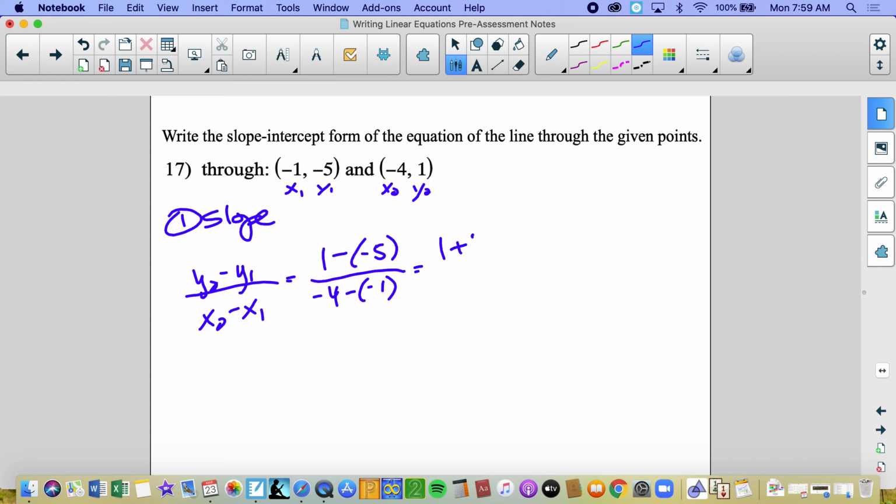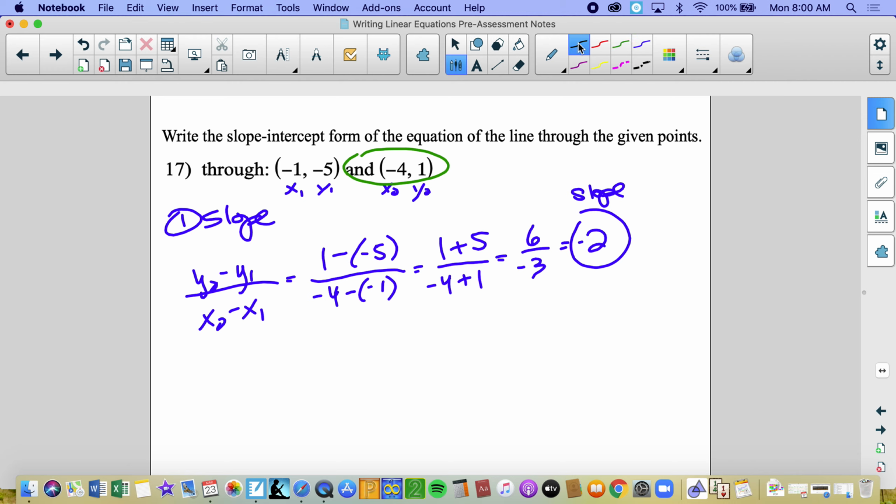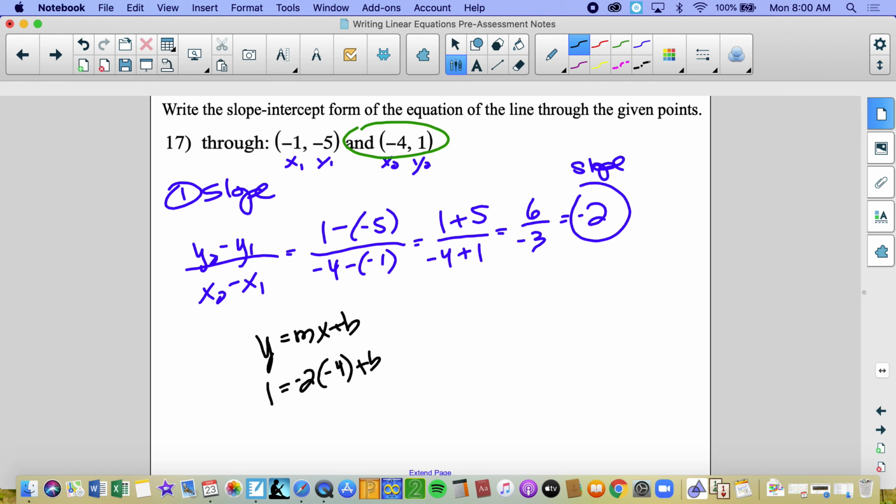That becomes 1 plus 5. This becomes negative 4 plus 1. That gives me 6 over negative 3, which simplifies to negative 2. This is my slope. Now I'm going to pick a point, and just to show you it doesn't matter, let's take this point this time. I have my template, y equals mx plus b. Let's plug in my y, which is 1, my slope, which is negative 2, my x, which is negative 4, plus b.